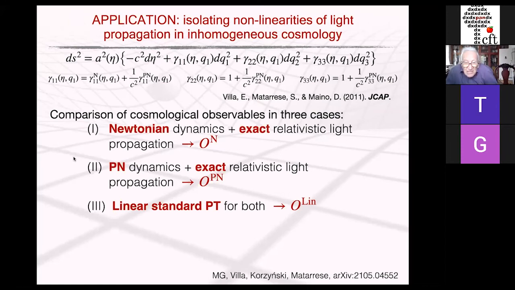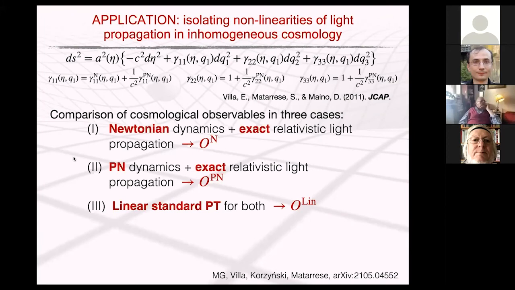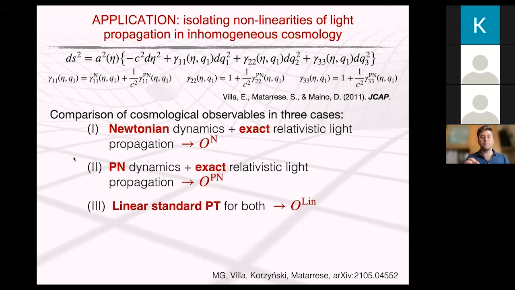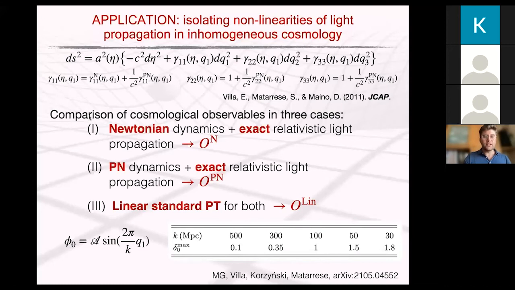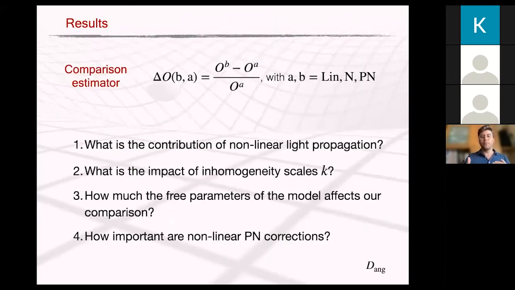As I said, the core of the study is to compare observables calculated at different approximations. In particular, we calculated the angular emitter distance and the redshift in three ways. First, taking the Newtonian part of the plane parallel metric and computing observables exactly with the BiGONLight package. The second case is when we take the post-Newtonian plane parallel metric and calculate observables exactly, again with the BiGONLight package. And the third case is when we expand the metric at linear perturbation theory, and then calculate observables up to linear order. Then these three calculations are repeated, varying the scale of the inhomogeneities and the amplitude. The comparison between the observables is done by calculating the variation, which is defined as a fractional difference of observables.